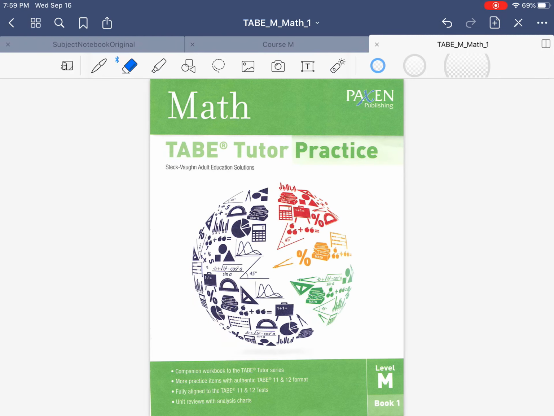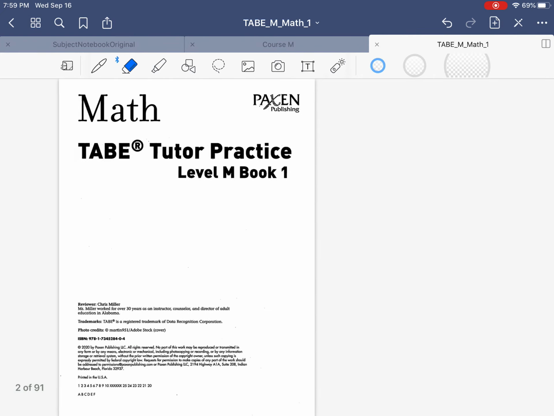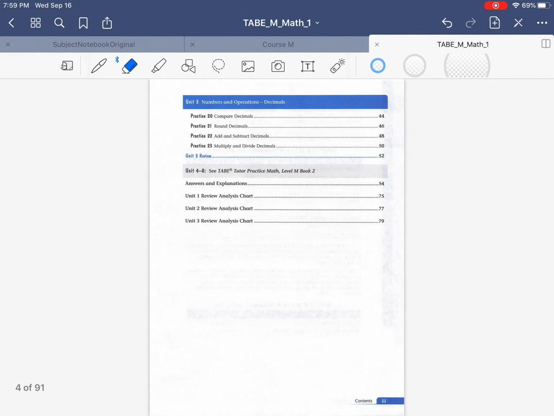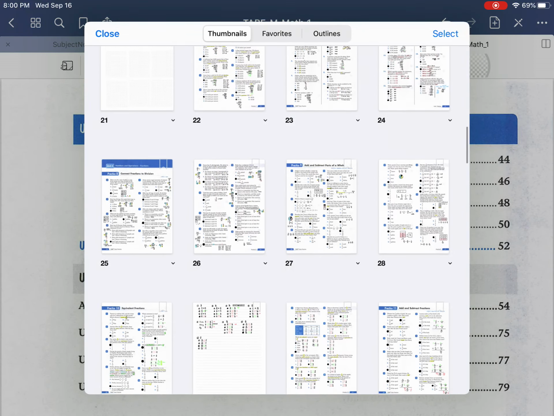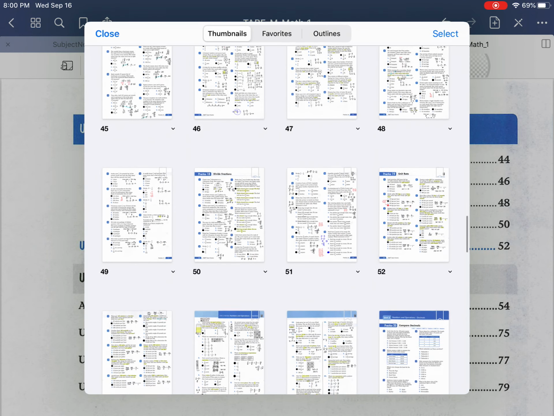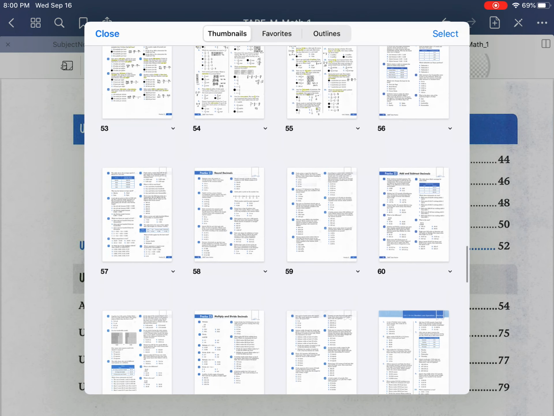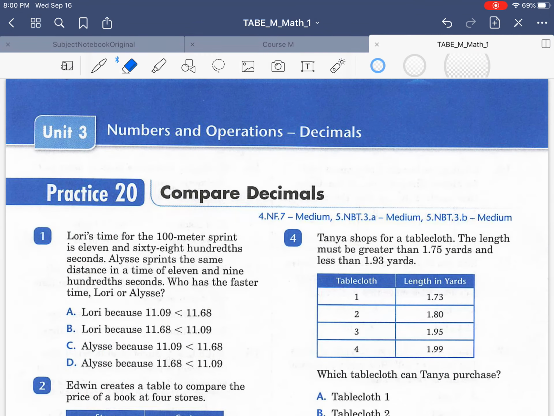In this video, we're looking at Practice 20 in the TABE Tutor Practice Math Book 1. If we look at our table of contents, this is a short unit. It's only 4 lessons about decimals, starting on page 44. So if you turn with me to page 44, we are almost through this book. If you've been with me from day one, we've covered a lot of math problems here.